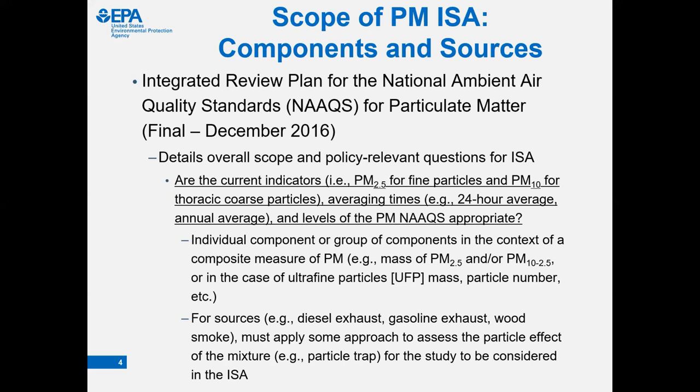For studies that looked at individual components, they had to include a composite measure of PM. By composite measure, we mean PM 2.5 mass, which allows for a comparison of results between the component evidence and the mass evidence. And then for studies that were looking at sources, such as diesel exhaust or gasoline exhaust, but whole source exposures, they had to apply some approach to try and parse out the particle effect. So whether that was using a filter or some other measures that we could compare the health effects that were observed to whole exposures and then exposures where the particle portion had been removed.